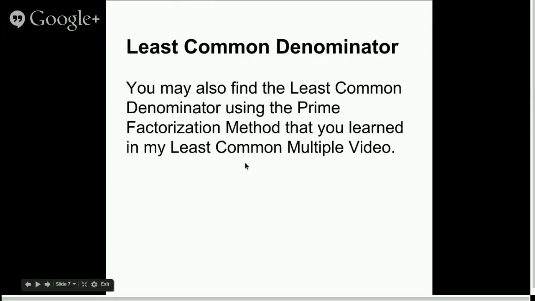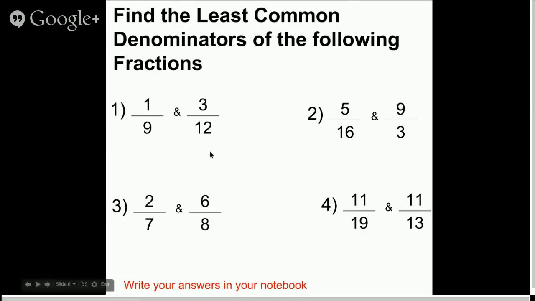You can do this by finding the least common multiple, which you should have learned how to do from my least common multiple video. You can do prime factorization. That's a fast way to do larger numbers, but smaller numbers should be fairly easy. Okay. So just find the least common denominators of the following fractions. Write your answers in your notebook. Go ahead and pause it.